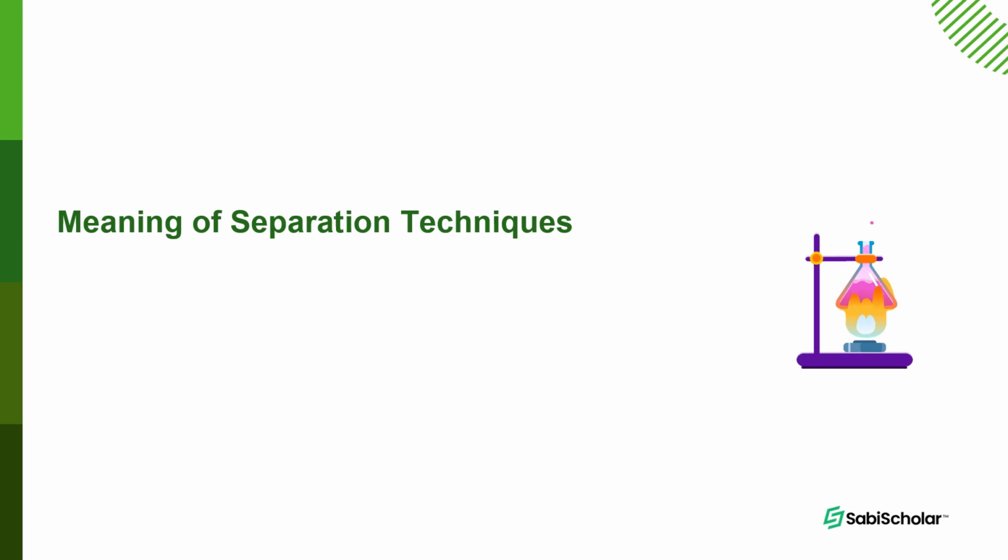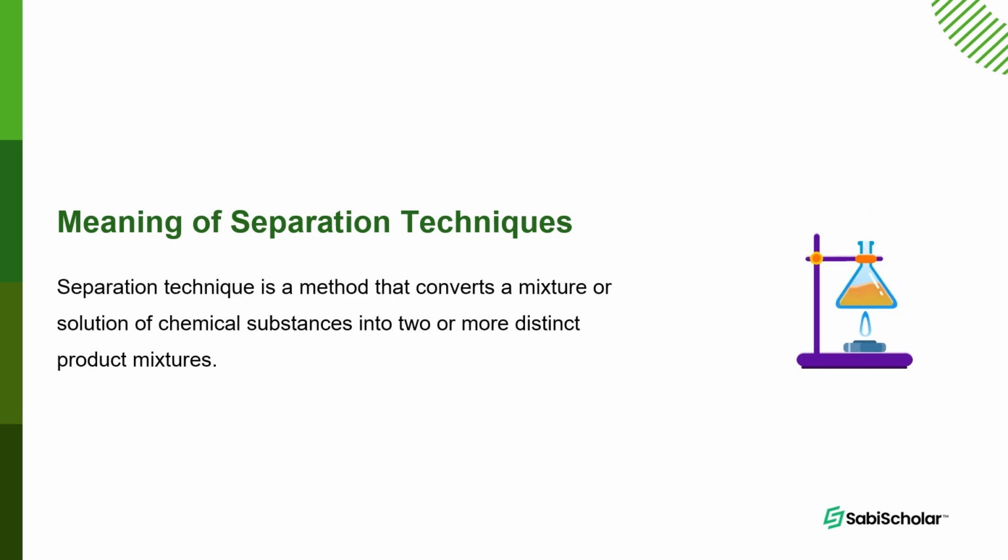Meaning of separation techniques. In this part of the class, we'll be talking about those techniques, those processes that we use in separating mixtures into the different components. So, separation technique is a method that converts a mixture or solution of chemical substances into two or more distinct product mixtures. Or you basically say, separation technique is a technique used to separate mixtures using physical methods or physical processes. All right, let's dive into this.